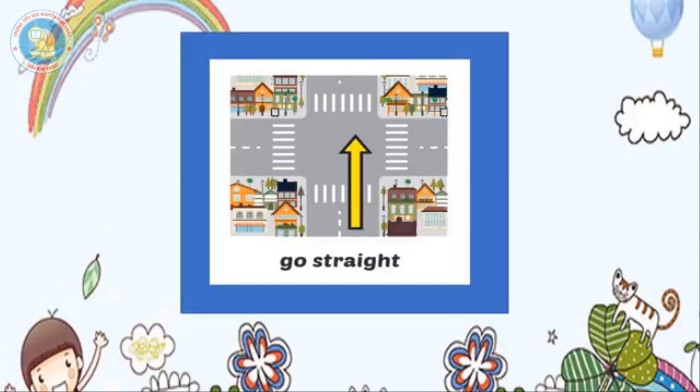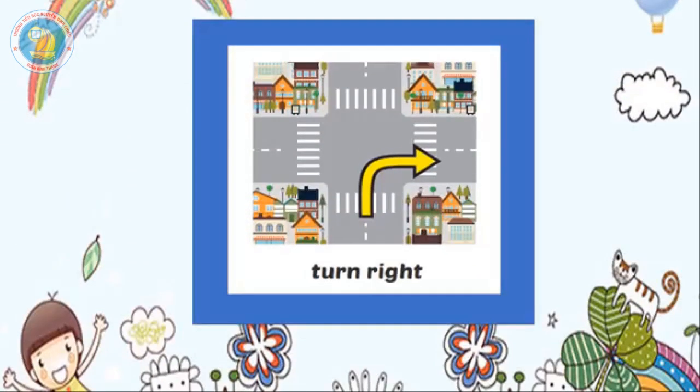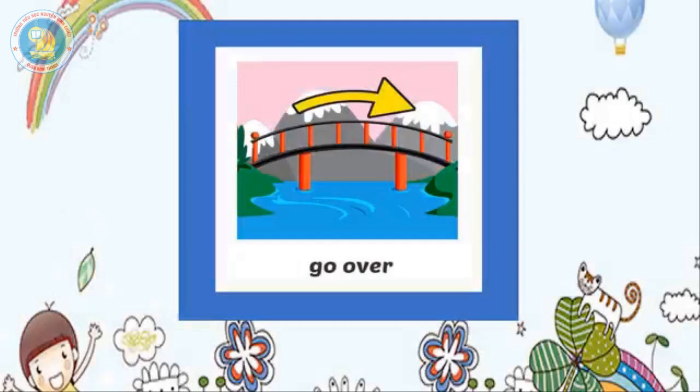One, go straight. Two, turn left. Three, turn right. Four, bridge. Five, go over.